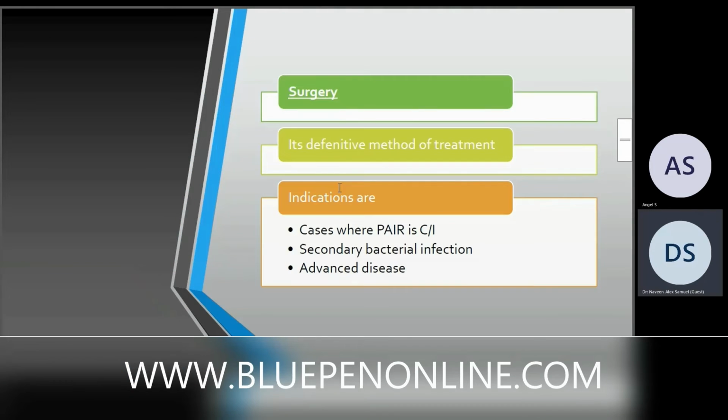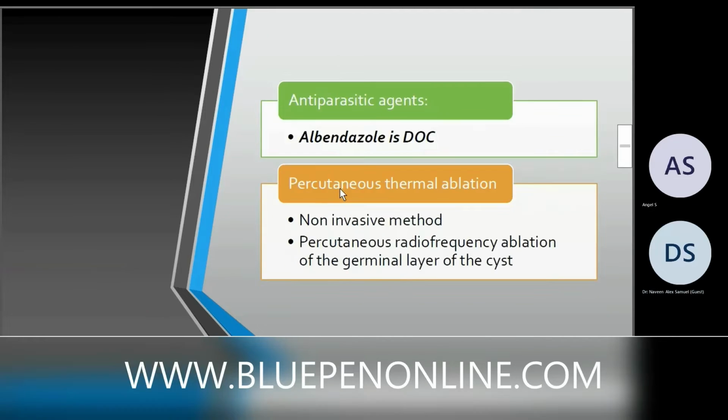And the next treatment protocol is surgery. It's the definitive method of treatment. Indications for surgery are cases where PAIR is contraindicated. If there is secondary bacterial infection, we prefer surgery, and in advanced disease, we prefer surgery. The anti-parasitic agent used is albendazole, which is the drug of choice.